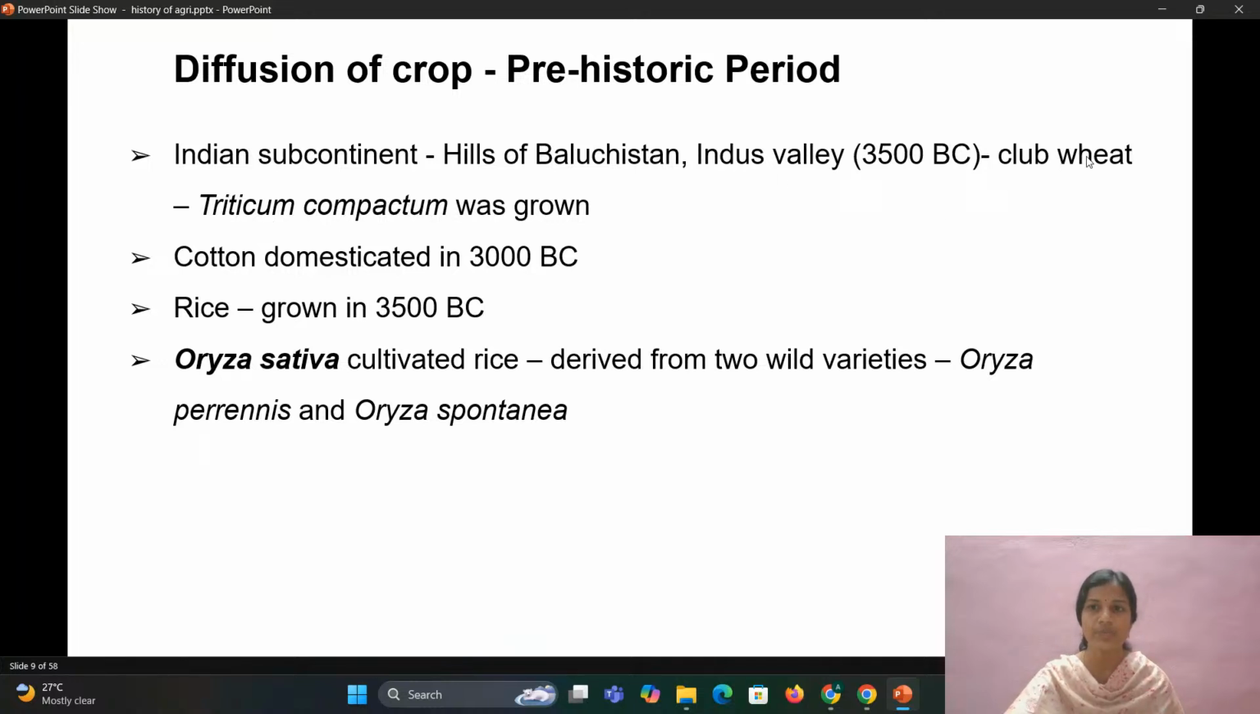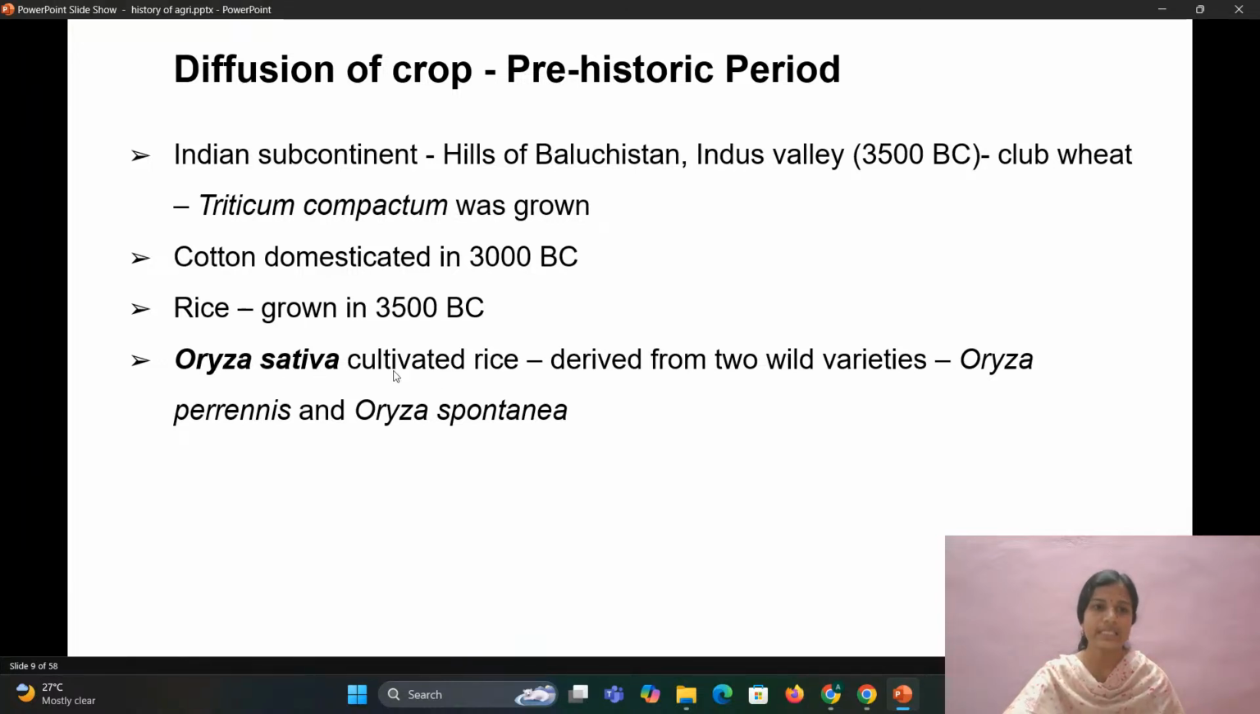An ancestor of wheat, that is club wheat, Triticum compactum, was first grown in the hills of Baluchistan in the Indus Valley during 3500 BC. Then cotton was domesticated in 3000 BC, and rice was grown in India in 3500 BC. That is Oryza sativa. That is the cultivated Asian rice.